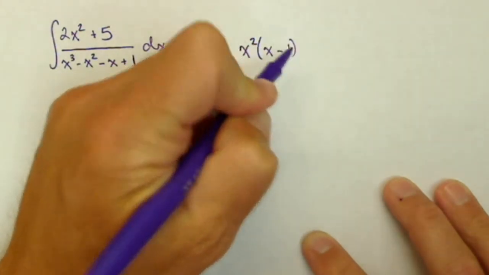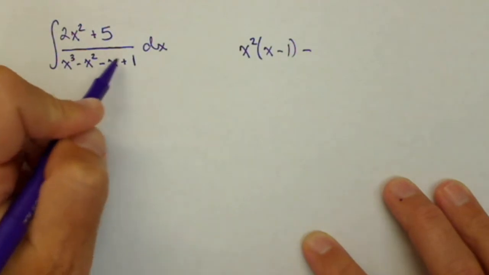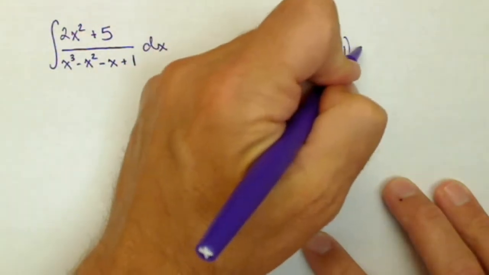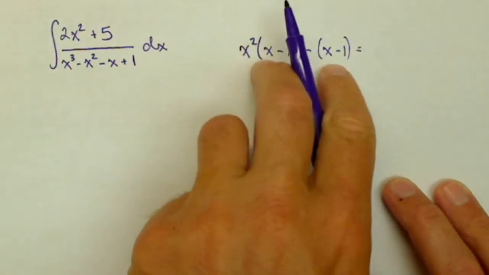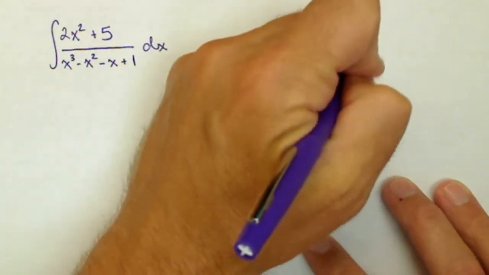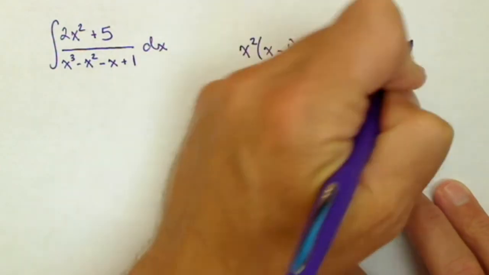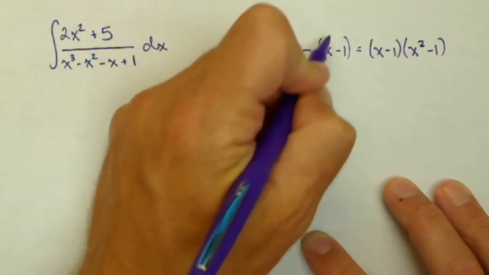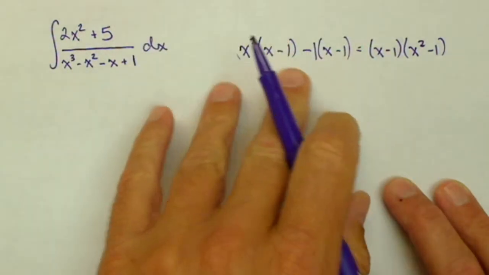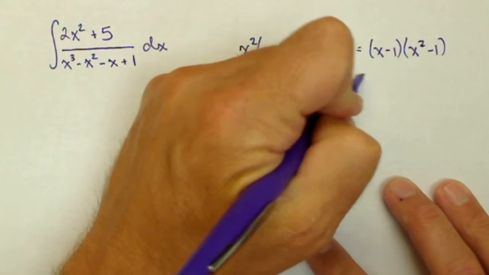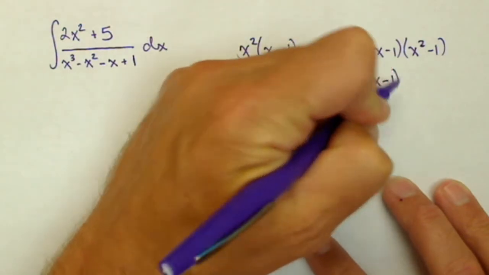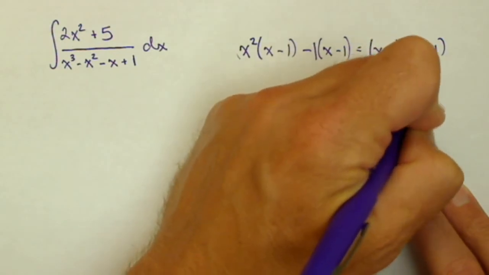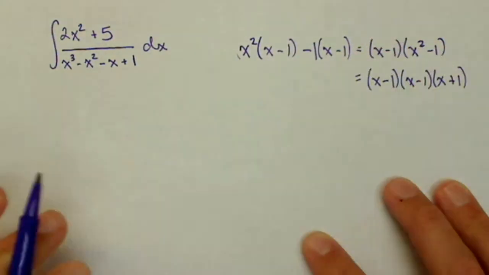Times x minus 1 minus, and now basically I'm factoring a negative out of here, times x minus 1. And now I see that I've got a common factor of x minus 1. So x minus 1 times x squared minus 1. The x squared, and then there's going to be a 1 left when I factor out. I've got another step of factoring to do, so I've got x minus 1. This will factor, it's a difference of squares, into x minus 1 times x plus 1.